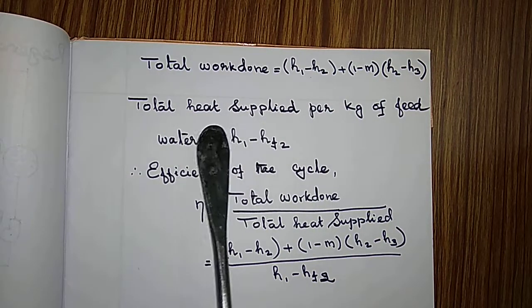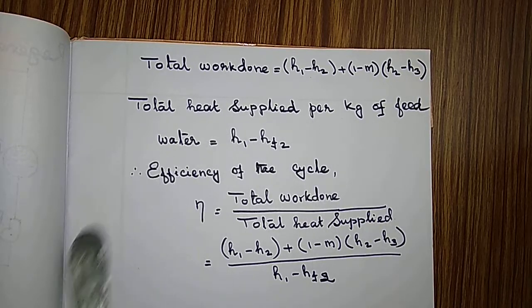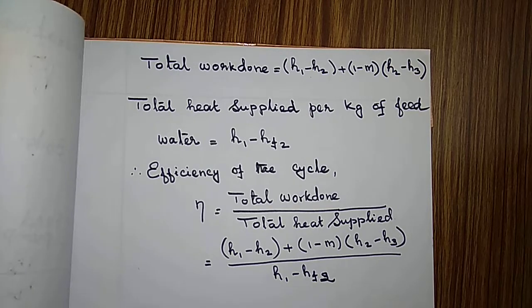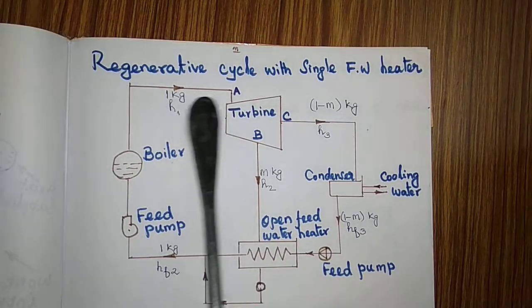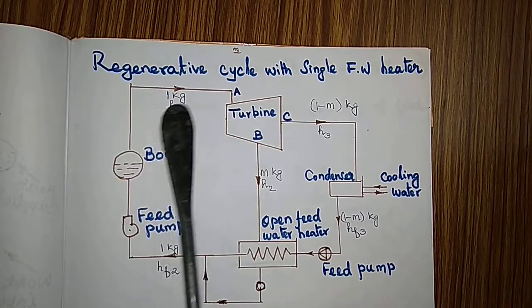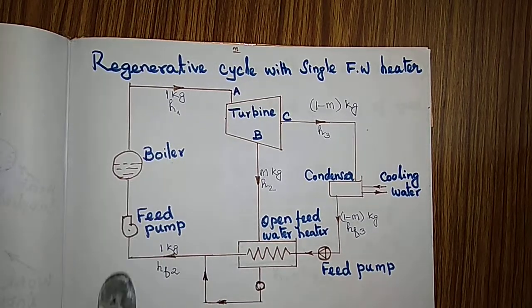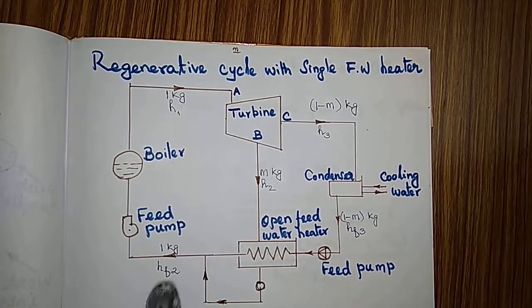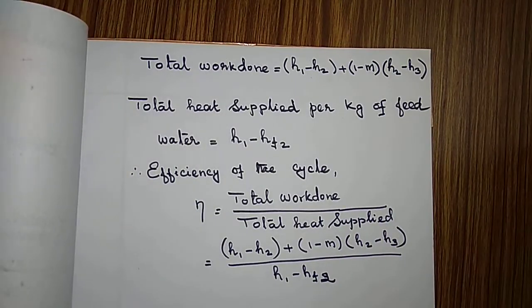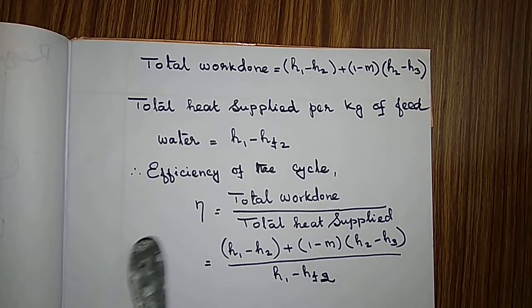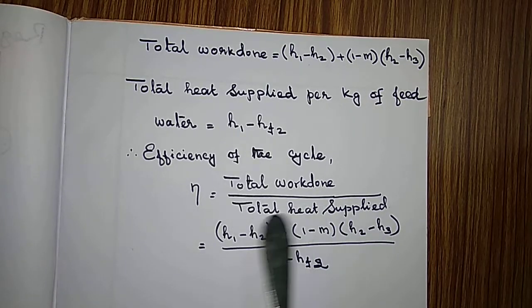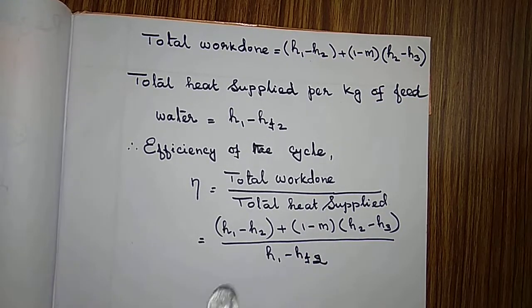Total heat supplied per kg of feed water. How much is the total heat supplied? It is H1 minus HF2. H1 is the enthalpy when the steam is leaving the boiler, and what is the enthalpy of the feed water? That is HF2. So H1 minus HF2 is the total heat supplied per kg of feed water. Then what is the efficiency? You know, efficiency is total work done divided by total heat supplied. So we'll get the efficiency.